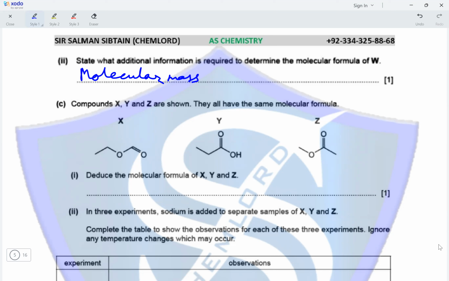Compounds X, Y, and Z are shown. They all have the same molecular formula. Deduce the molecular formula of X, Y, and Z. So we pick any one of these and look at the number of carbon, hydrogen, and oxygen atoms present. In the case of Y, this would be a carbon atom, this would be a CH2 group, and this would be a CH3 group. So totaling the number of carbons gives us 3 carbon atoms. Hydrogen is 3 plus 2 plus 1, 6. And there are 2 oxygen atoms present. Since all of them have the same molecular formula, the molecular formula of each of them is C3H6O2.